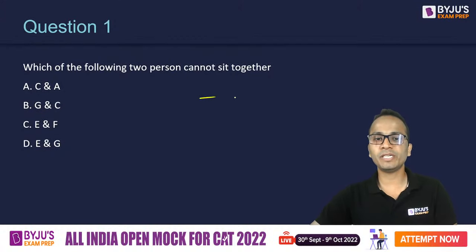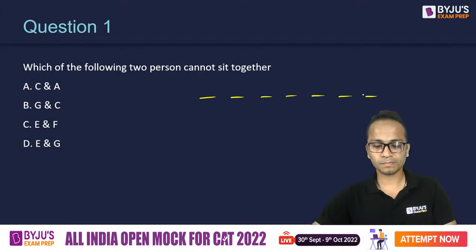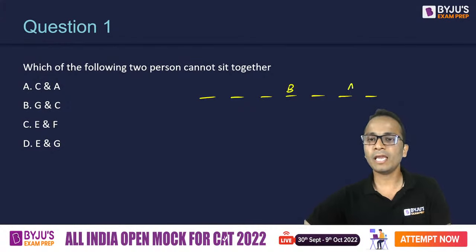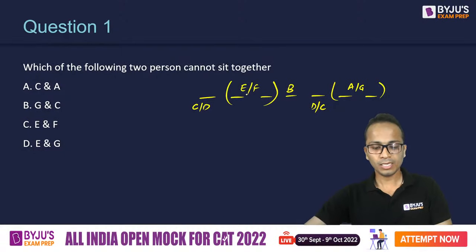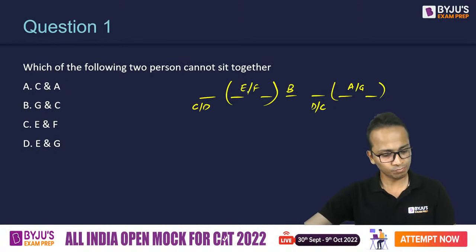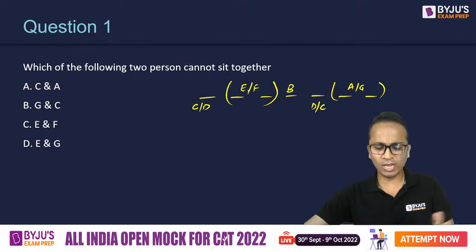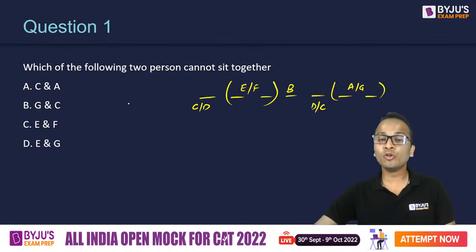Now if I make the arrangement here, I can say that B will sit in the middle, A and G in the last 2 positions, C and D at these 2 positions, and the leftover E and F at these 2 positions. Okay, on the basis of whatever we have drawn, let's see the answers first. Disha, Tiki, Suraj, lots of you have given the answer. Wonderful to see all of you participating in this session. So which of the following two persons cannot sit together?